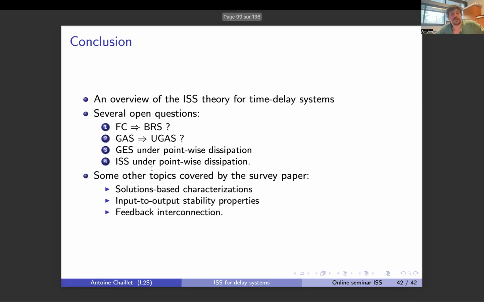I want to mention finally that the survey I told you about at the beginning of the talk covers some other topics that I have not discussed today, like solutions-based characterization of ISS, input-to-output stability property, IOS, and feedback interconnection and cascade interconnection, which I have not mentioned today.